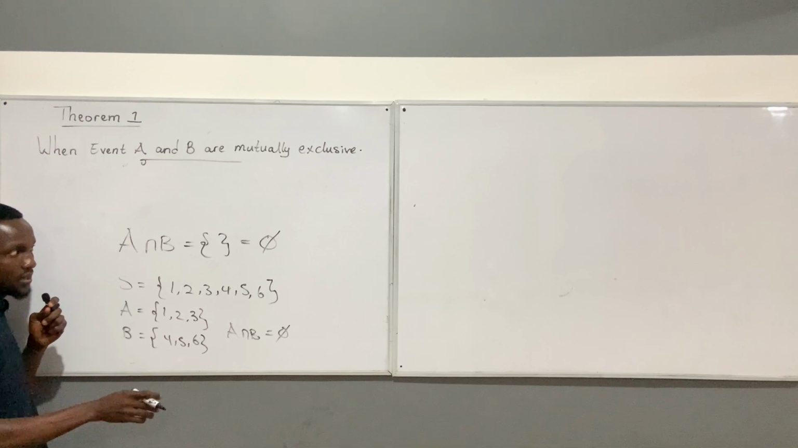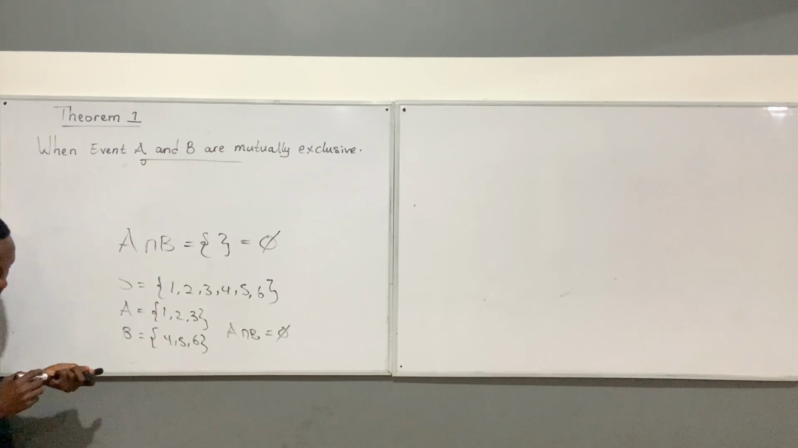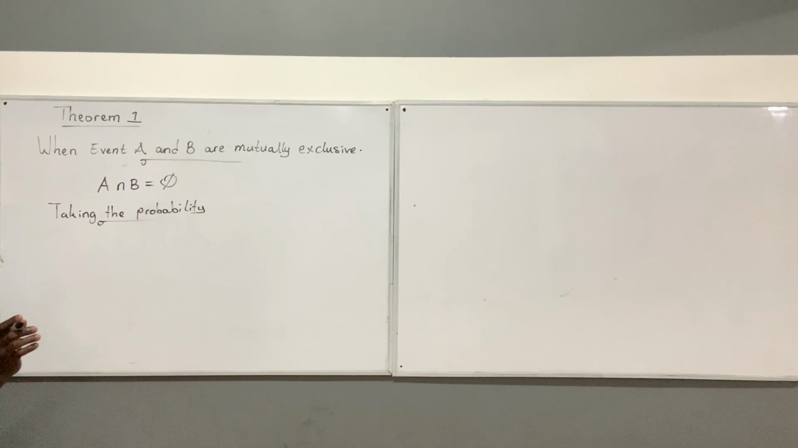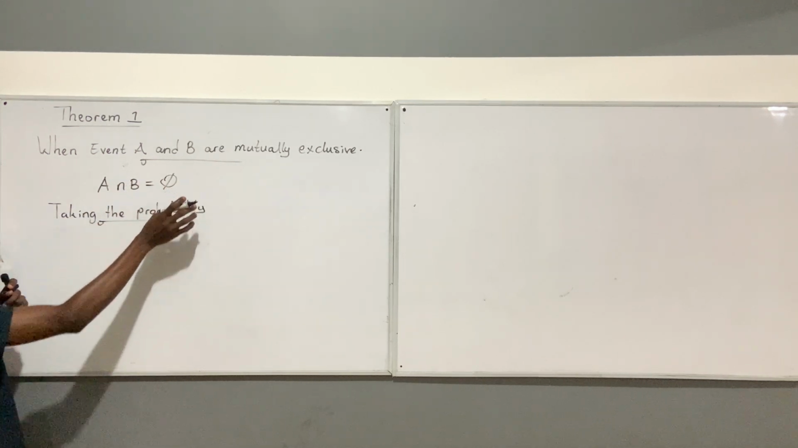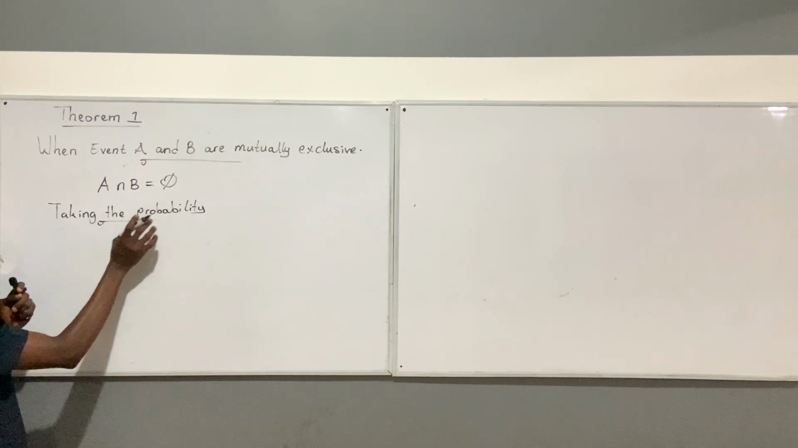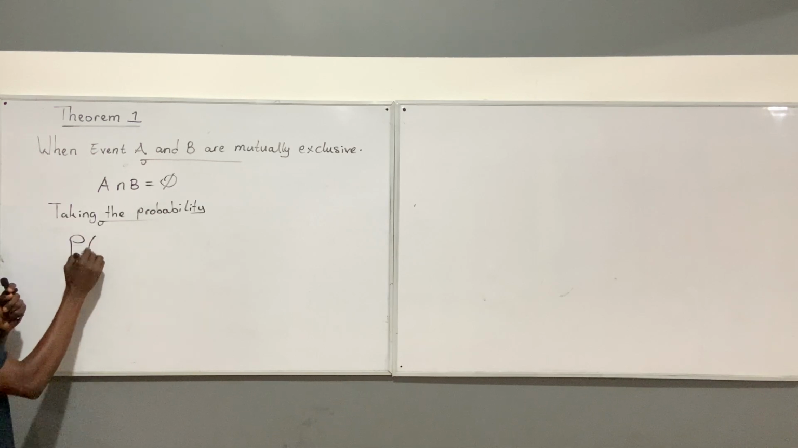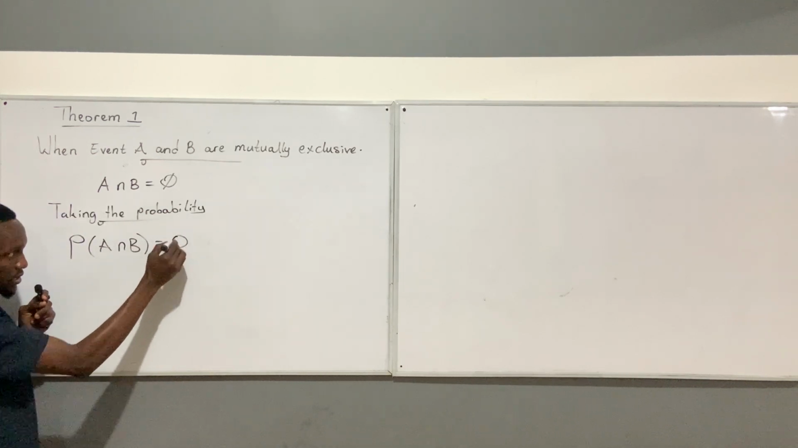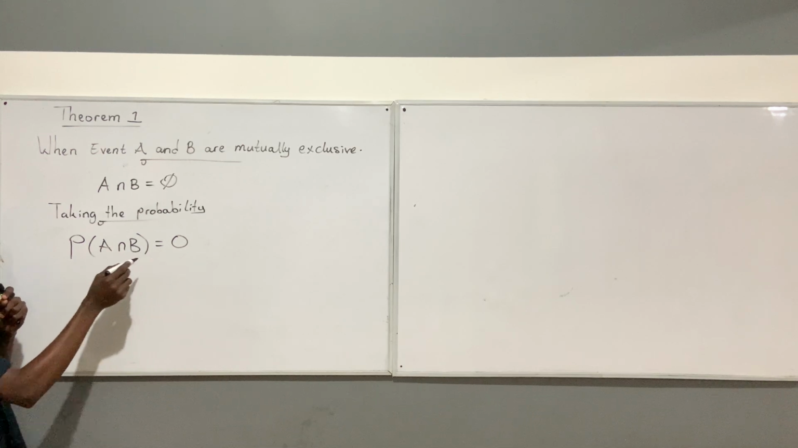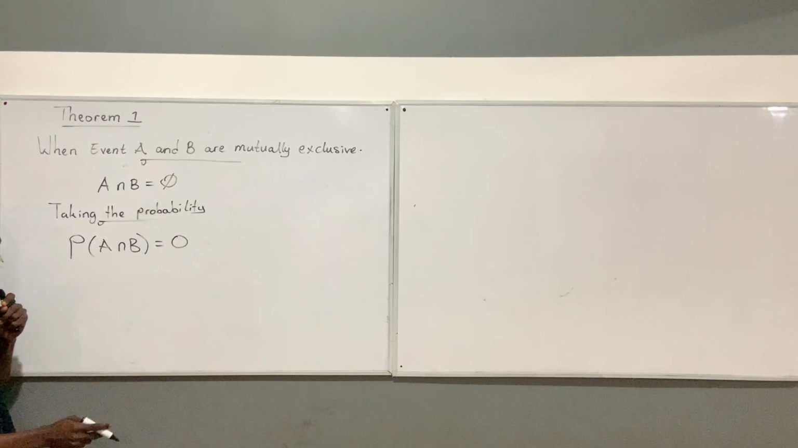Now, what will happen if we take the probability of A intersection B? From the first explanation, we learned that A intersection B will give us a null set. What will happen if I take their probability? So watch, the probability of A intersection B is equal to 0. This means that the probability of both events happening together is 0 because they don't have any members in common.